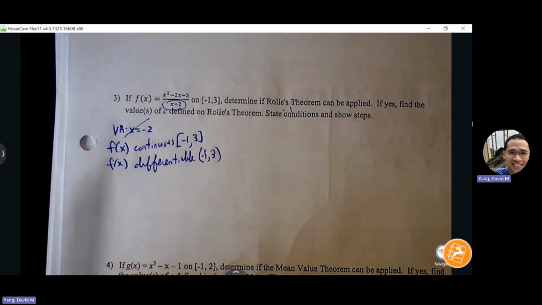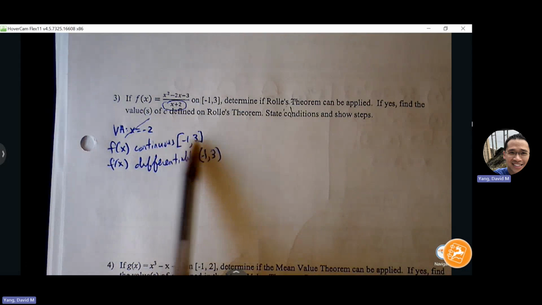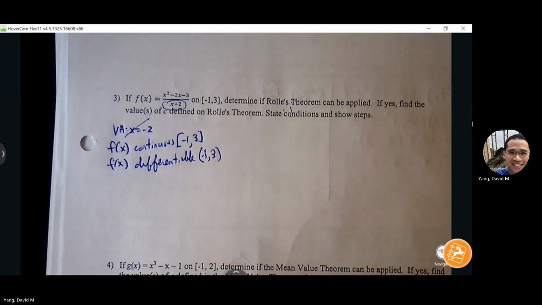Yeah, or asymptotes and holes. So if you can make the first condition pass, the second one will follow along with it. As long as the vertical asymptote doesn't impede, then it'll be continuous. Exactly. And differentiable too. I won't give you one where it's continuous but not differentiable. If you can make the first one pass, the second one will go along with it. Bracket the continuity, parentheses with differentiable.